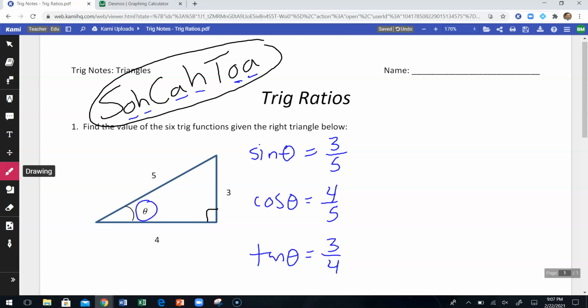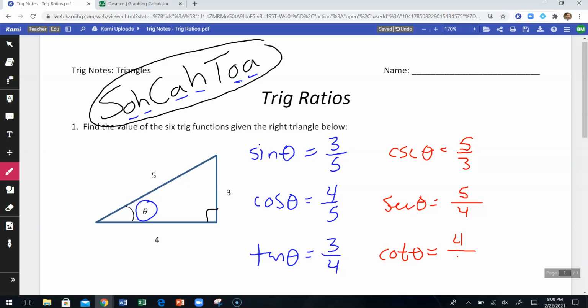And then we should know at this point that we do have three other trig functions. We have cosecant. The cosecant is the reciprocal of sine, which means it's hypotenuse over opposite, which would be 5/3. The secant is the reciprocal of cosine, so that means it is hypotenuse over adjacent, 5/4. And the cotangent is the reciprocal of tangent, which means it is adjacent over opposite. And there are our 6 trig ratios of that given triangle.